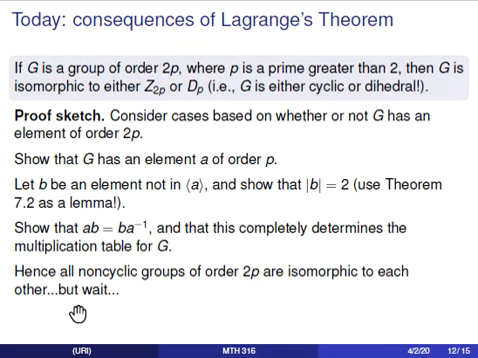However, wait, we know of one example. The dihedral group has order 2p. It's non-cyclic and has order 2p. And so what our argument shows us is that everything that's not the cyclic group has to be the dihedral group. And therefore, there are only two groups of order 2p. So that's kind of a nice, fun consequence of Lagrange's theorem, and maybe a little bit of technical lemmas as well.